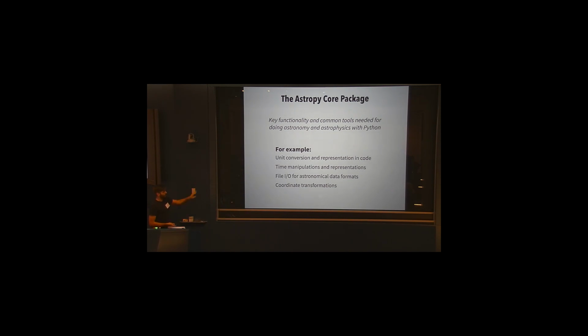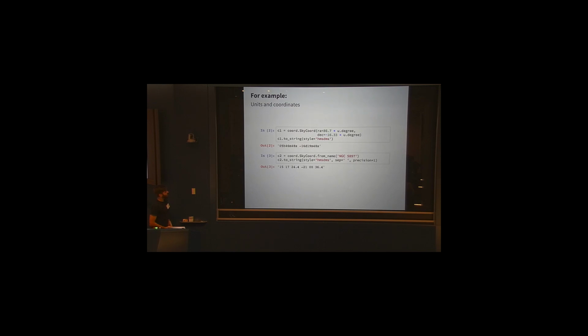There's a lot of other stuff in there. I just wanted to give a couple quick examples in code. For example, using the unit system with the coordinates, you can do things like convert from decimal degrees to a string representation that has hours, minutes, and seconds, or grab a coordinate automatically from Simbad using the name of the object that you're interested in, and then convert it to a string representation.